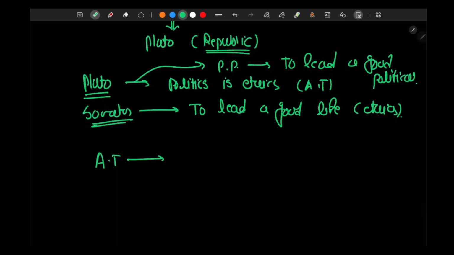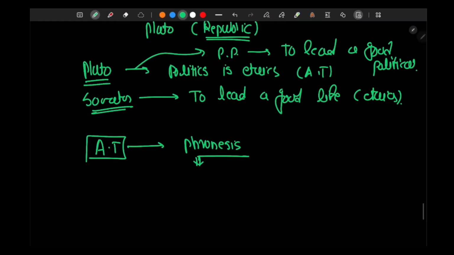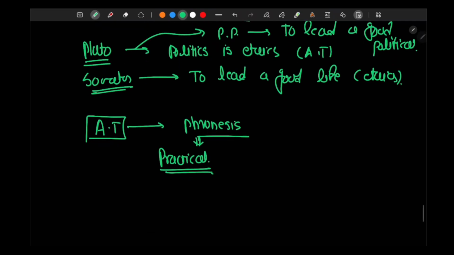Aristotle gives his theory of the polis, whereby he gives a theory which is practical. He wants to bring practicality to political theory, right?